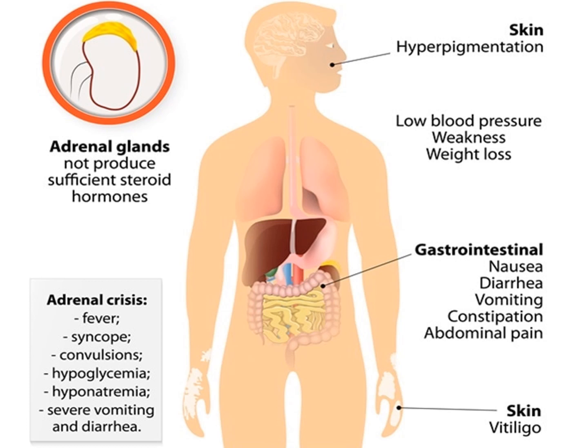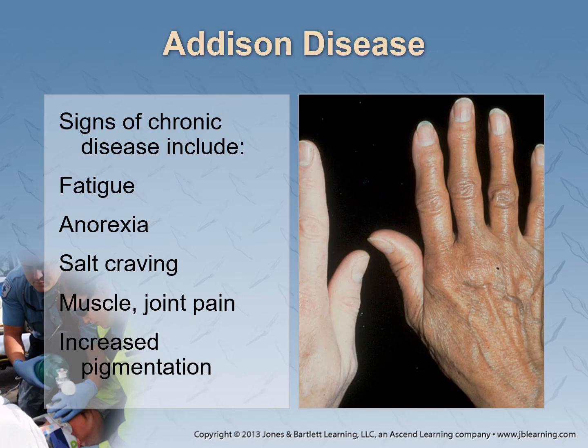All right, so if you're going to highlight stuff on this slide, it would be the low blood pressure, the hypoglycemia, and the hyponatremia. Those are the big ones. That's when we kind of have to take action, which really is fluids and maybe giving them Solu-Medrol. Fatigue, anorexia, salt craving would be another one that they would have, which kind of makes sense. Muscle and joint pain, and then that increased pigmentation.